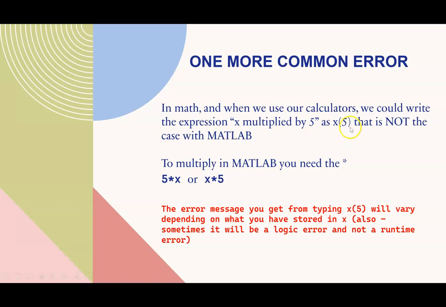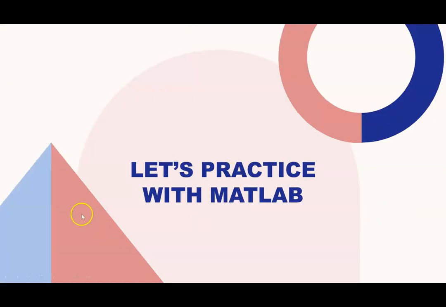MATLAB does not read this as multiplication. The error you get from typing this will really vary depending on what x is. It might tell you that you're trying to index something that's not there. It might tell you that your indices must be real positive integers. It just really varies, and we'll try to look at some examples of that. So let's practice with MATLAB.